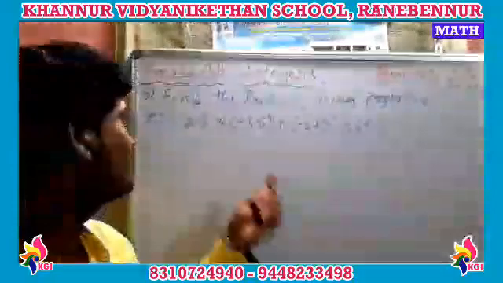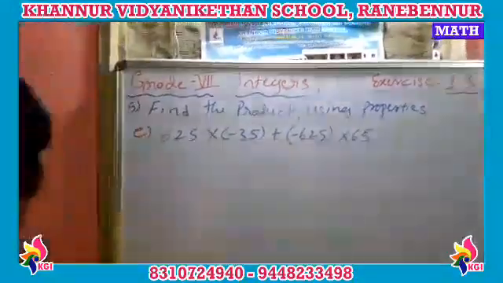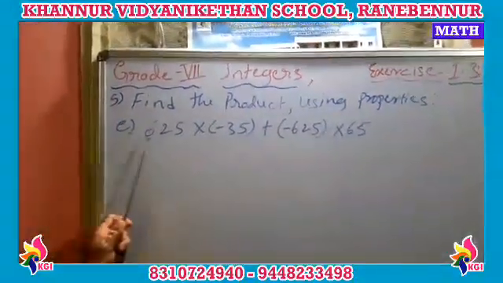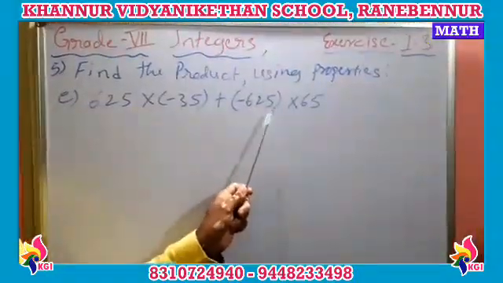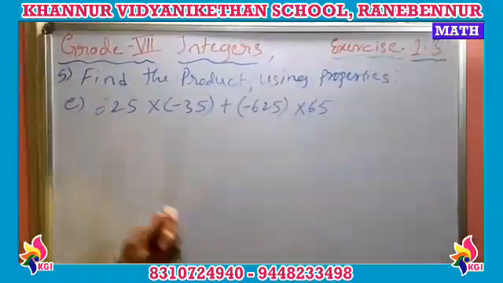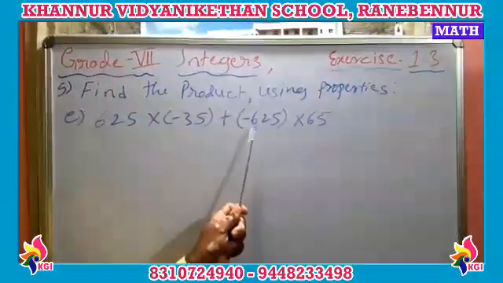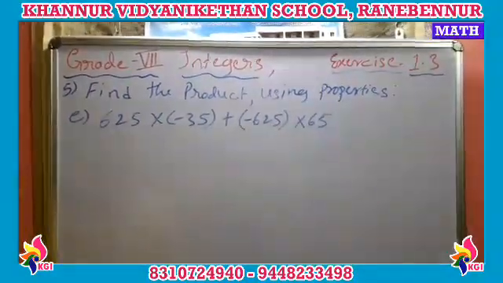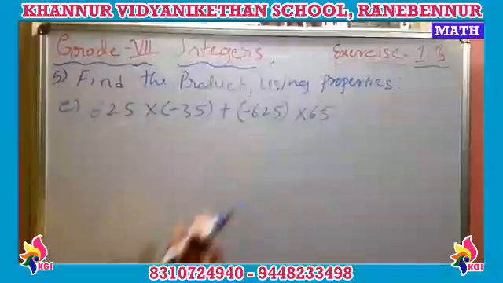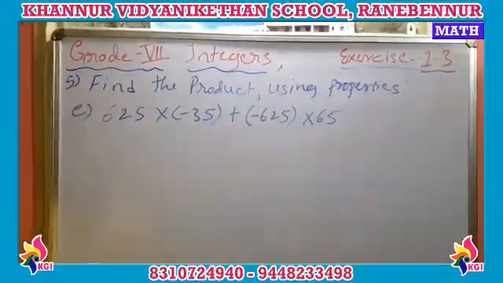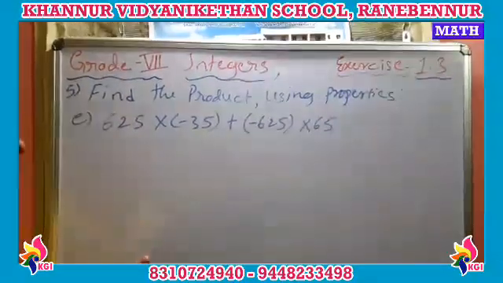Now we can go for part E. The problem is 625 into minus 35 plus minus 625 into 65. Here we are getting one common factor, that is 625. But there is a minus symbol there. That can be adjusted, and we can use which type of property?